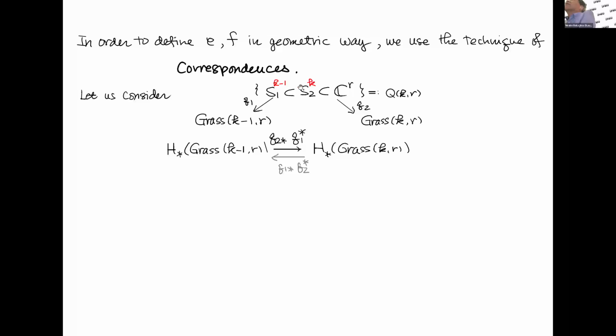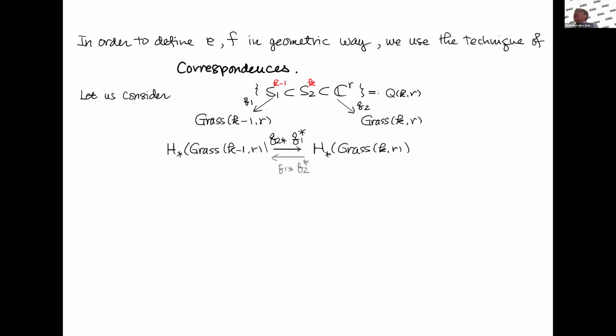So you can consider this Q of KR as a submanifold in the product of two Grassmannians, k-1 R and KR. Here I secretly use the fact that all those three spaces are smooth, in particular, so I have Poincare duality. So you can use both cohomology and homology groups.